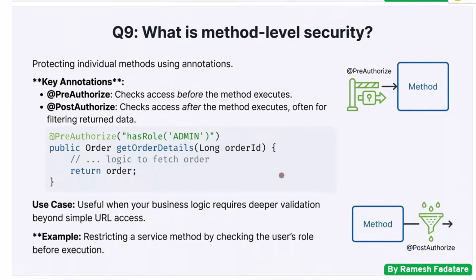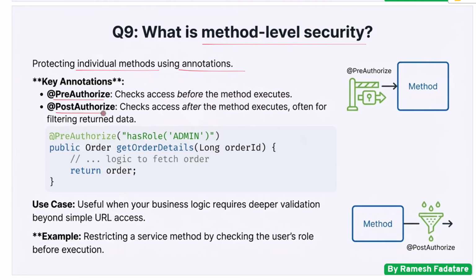The next question is, what is method-level security? Spring Security allows you to protect individual methods using annotations such as @PreAuthorize and @PostAuthorize. For example, you can restrict a service method by checking the user role before execution. A @PreAuthorize annotation checks access before method execution. A @PostAuthorize annotation checks after execution, usually for returning filtered data. Method-level security is useful when your business logic requires deeper validation beyond URL access.